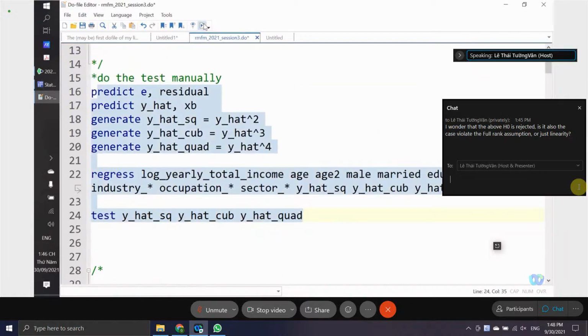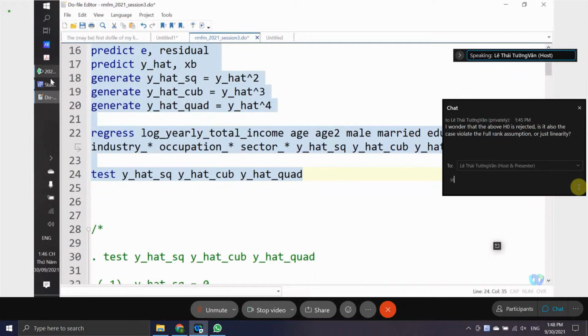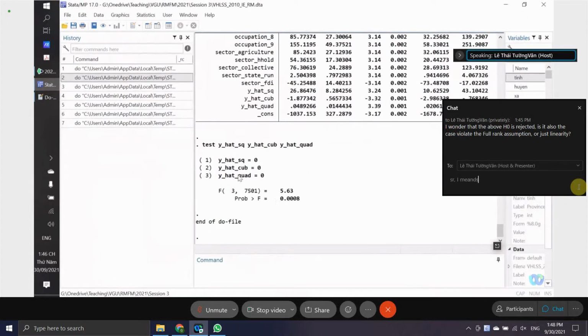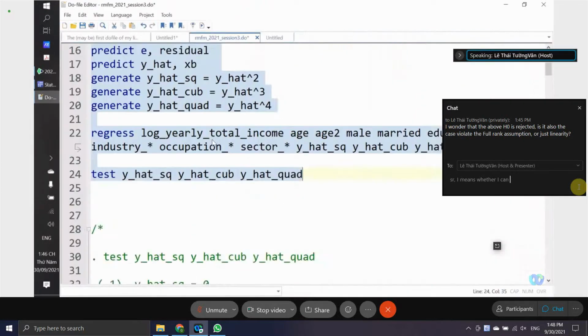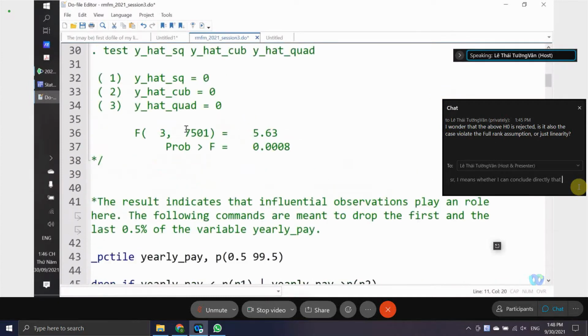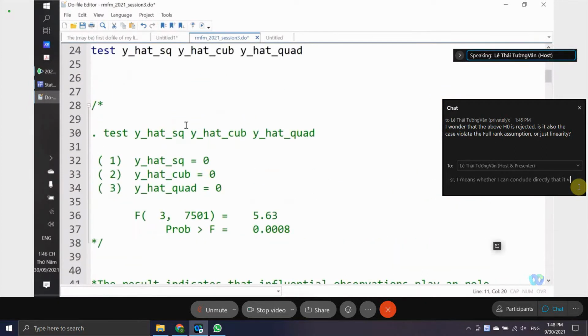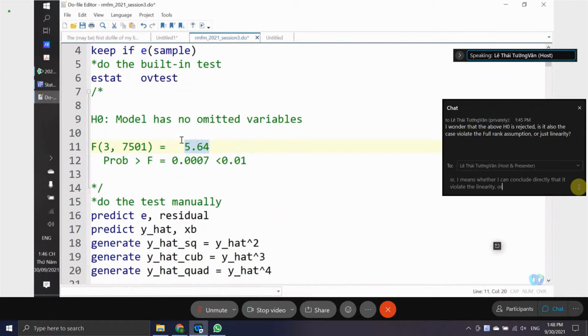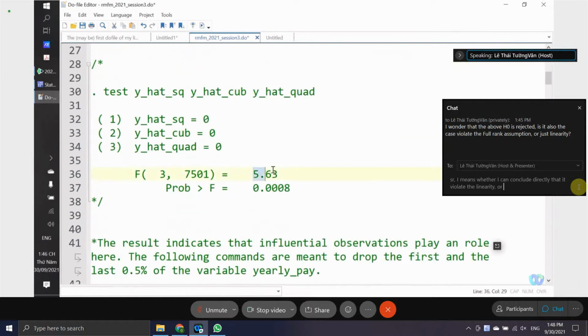But that's fine. If I run that, I will get the test that will provide me with more or less the same answer. Do you see that it is 5.63 here? And when you use the built-in function, it is 5.64. So there might be a little bit of difference. The reason is the rounding during the computation process. So they are mildly different, just 5.64 and this is 5.63. Yes, just some minor differences.